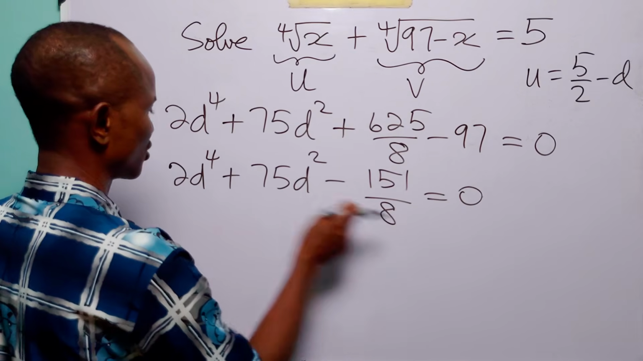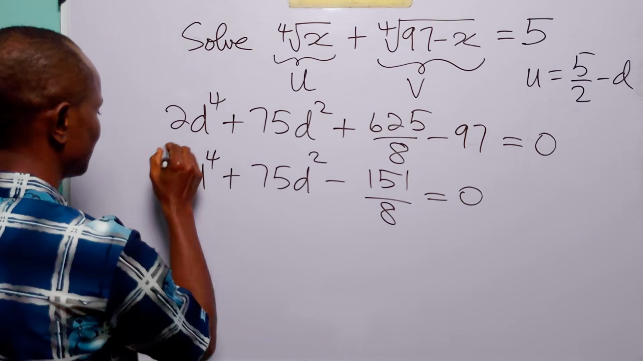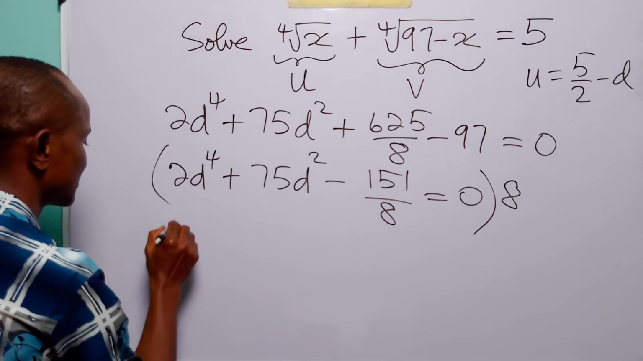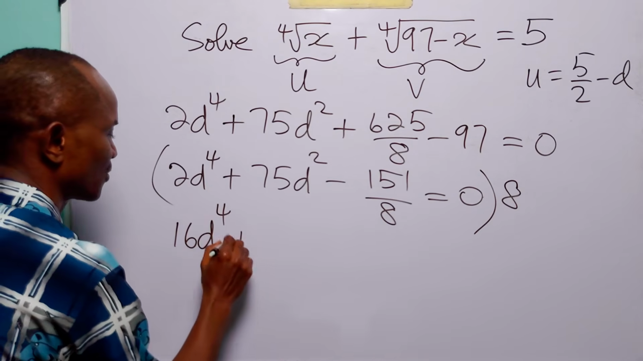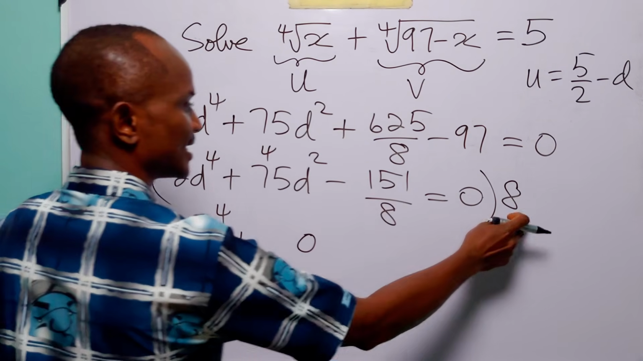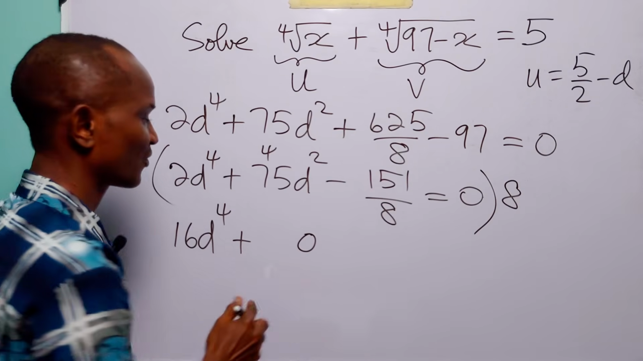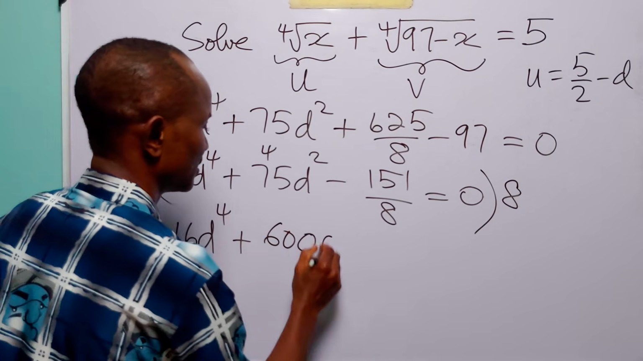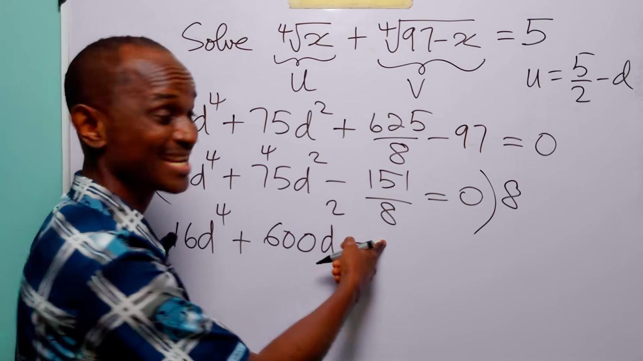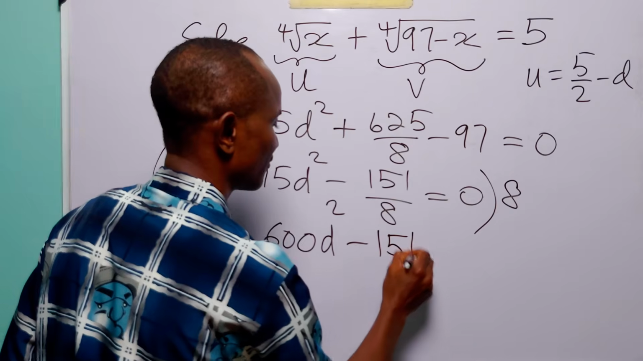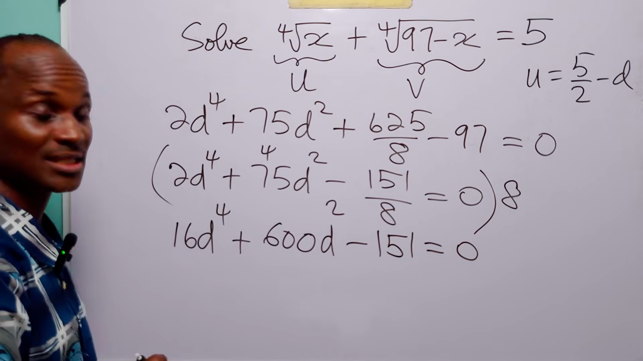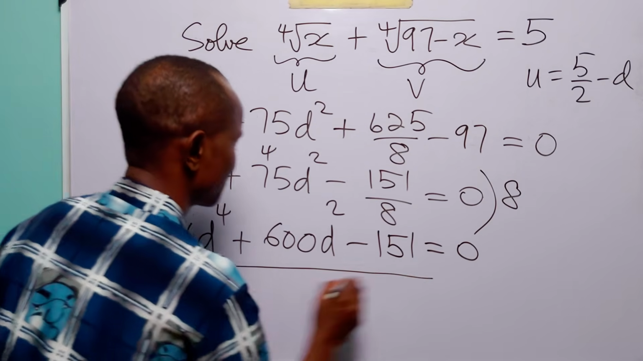And to get rid of this fraction, we multiply through the equation by 8. 2 times 8 is 16d to the power 4. 8 times 75 is 600d squared. Or rather, 151 over 8 times 8 is simply 151, and this is equal to 0. And then we can factorize this equation. Let us use the table method.